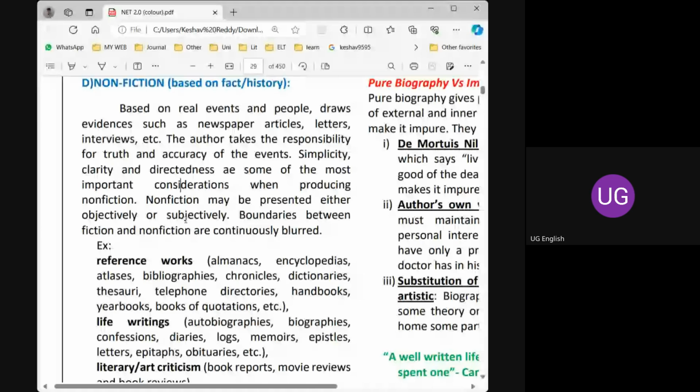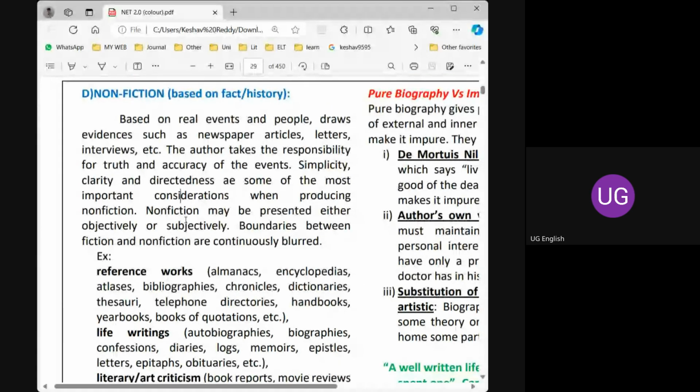And non-fiction is based on true historical or factual events. This is exactly opposite to fiction. So here it is based on evidence. The evidence is important here. Evidence is what? Historical evidence, based on newspapers, letters, diaries, interviews, historical works. So some historical figures can also be seen in this non-fiction.